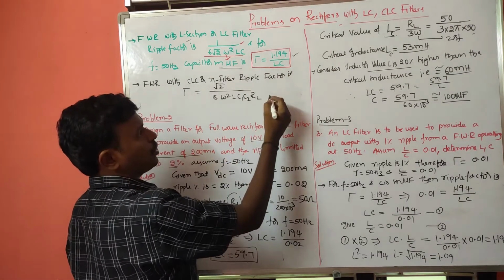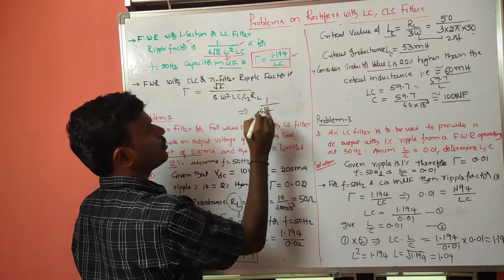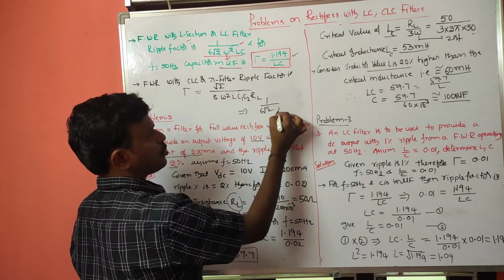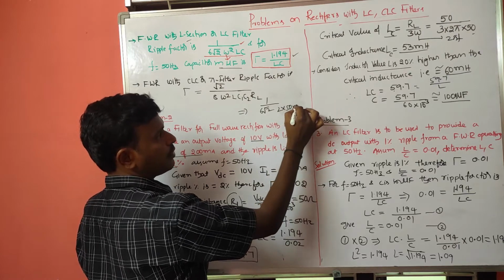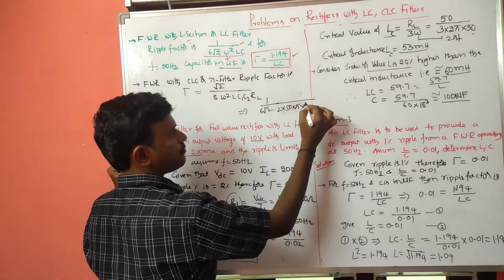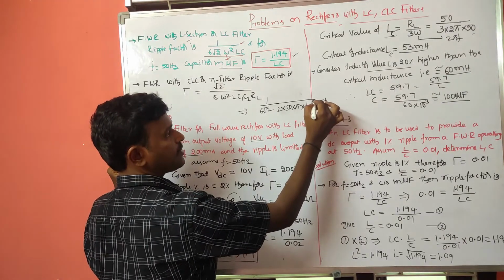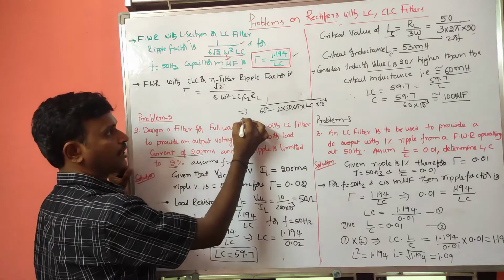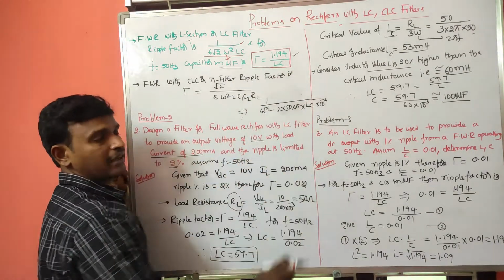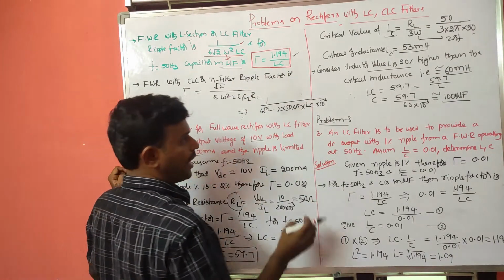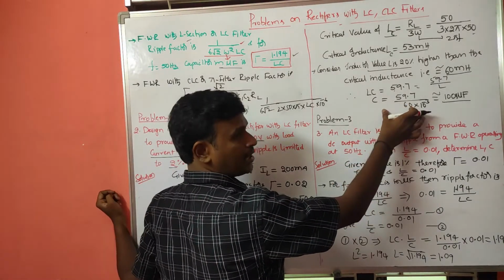You can also write it as 1 by 6 root 2, and this omega square means 2 into 50 into pi, multiplied with LC, where C is in microfarads. If you write this and calculate, you will get the same equation, that is 1.194 by LC. So I am using that equation and I have calculated the L and C values.